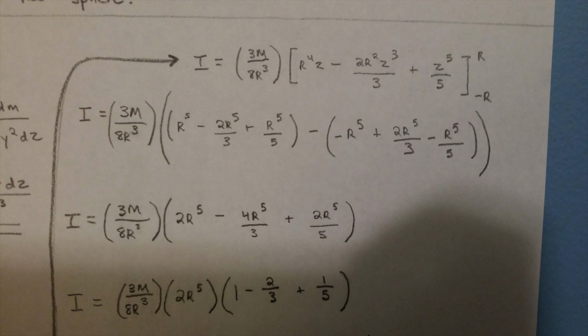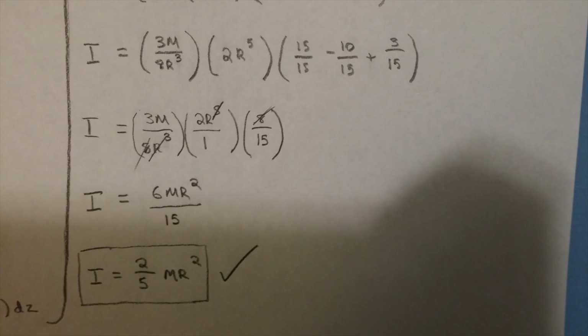We can combine like terms, pull out a 2r to the 5th, and we're left with I, or the moment of inertia of the sphere, is equal to 3m over 8r cubed times 2r to the 5th times 1 minus 2/3 plus 1/5. Now it's just a matter of simplification as we can add the numbers in the quantity to the right hand side. We can cancel an 8r cubed from the denominator and we're left with 6/15 mr squared, which reduces down to 2/5 mr squared, and that's your final moment of inertia of the sphere.